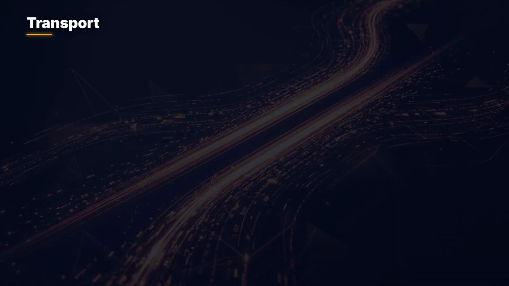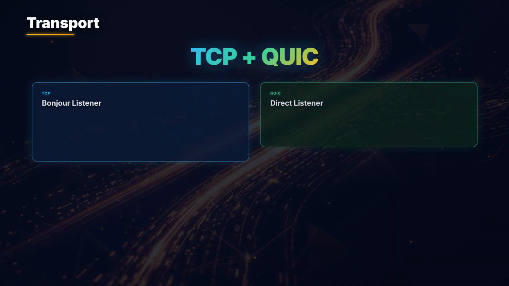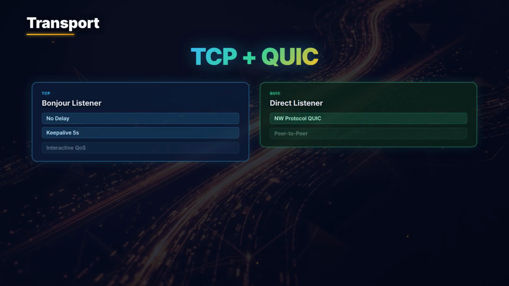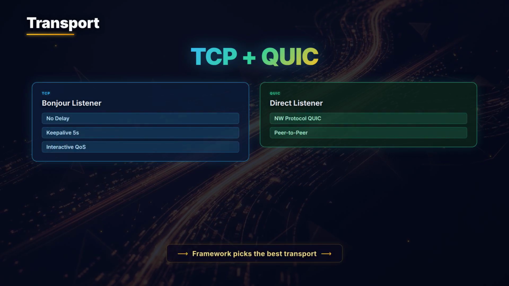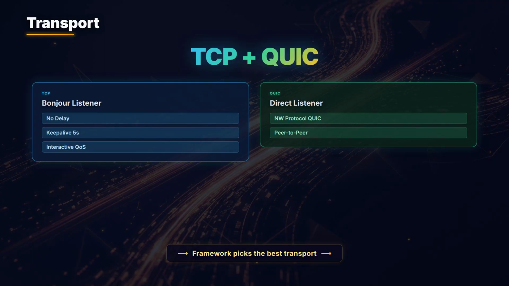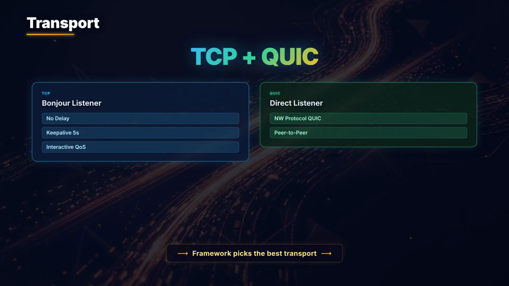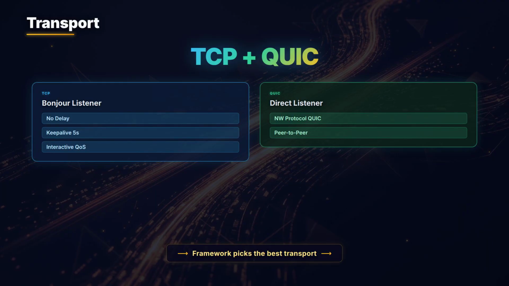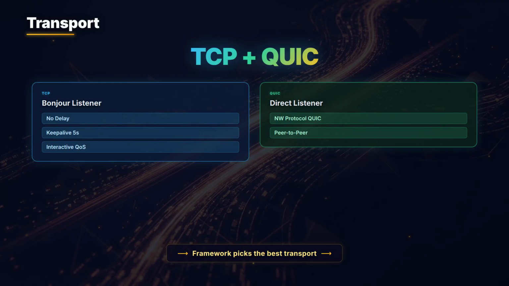Let me talk about transport. Loom supports 2 transport protocols simultaneously, TCP and QUIC. When you start authenticated advertising, Loom can spin up both a TCP Bonjour listener and a QUIC direct listener at the same time, returning a port map so clients know where to connect for each protocol.